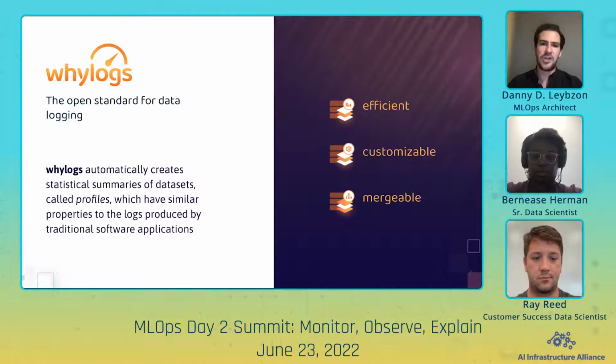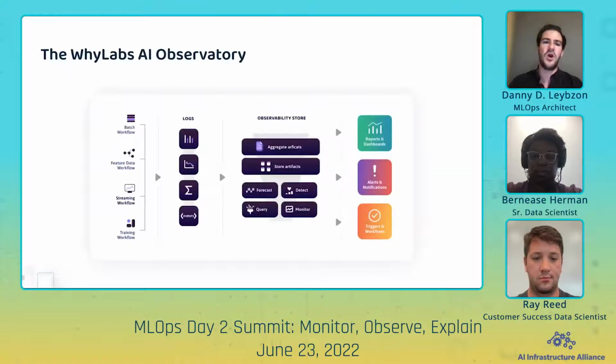And one of the applications of YLogs is that they can be sent to the YLabs AI Observatory. So the YLabs AI Observatory is a fully software as a service platform, which means that it runs entirely on our hardware. You never have to think about scaling up your infrastructure or managing it in any way. It's entirely managed by us. And what it does is it gives you this observability store where you take in these logs, as we've been talking about these YLogs profiles, you store them, you aggregate them, and from that, you can do forecasting and querying, you can detect potential problems. Overall, you can monitor your machine learning models.